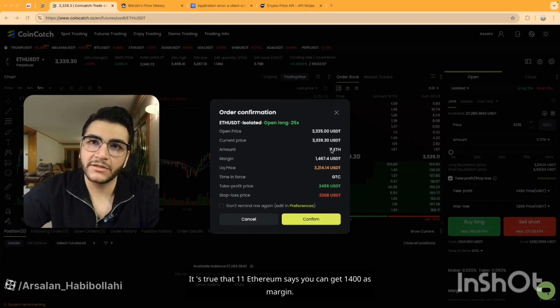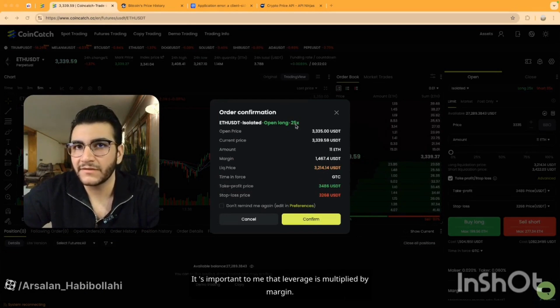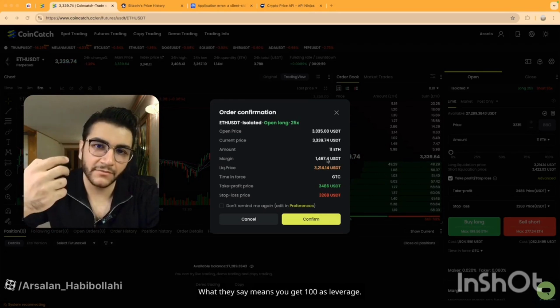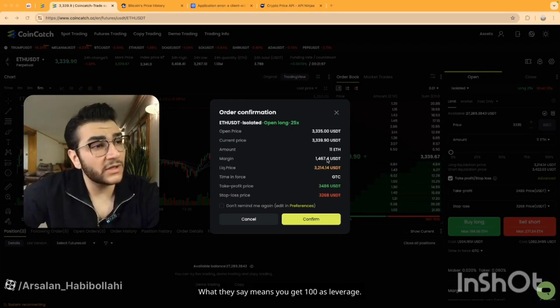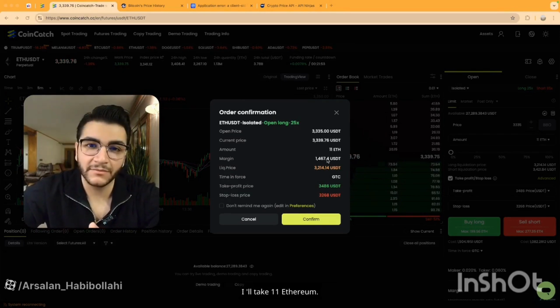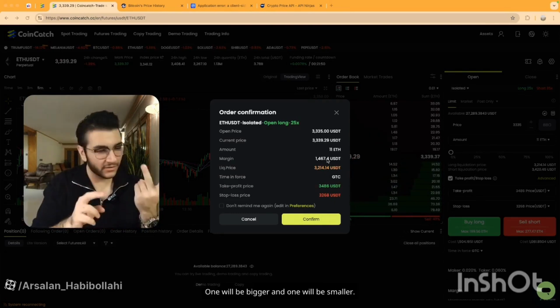It's true that 11 Ethereum says you can get 1,400 as margin. You see, leverage is written above. It's important to me that leverage is multiplied by margin. What they say means you get 100 as leverage. I want to get 1,000 as leverage. I'll take 11 Ethereum. I'll reduce my margin and multiply the two numbers.